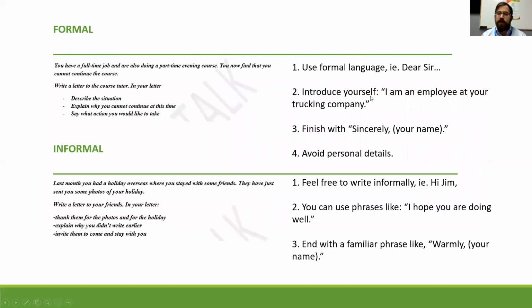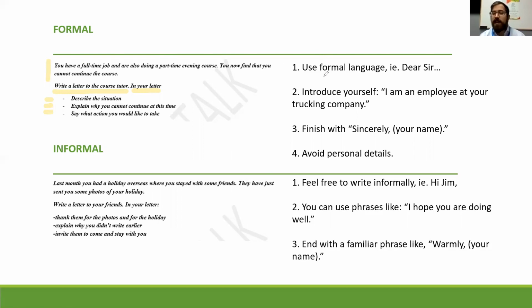Okay, so to further distinguish between these two, we have an example of a formal letter question. Okay, so here we go. You have a full-time job and are also doing a part-time evening course. You now find that you cannot continue the course. Write a letter to the course tutor. In your letter, you should 1, describe the situation, 2, explain why you cannot continue at this time, and 3, say what action you would like to take. So because this is to a course tutor, this is more of a formal letter.